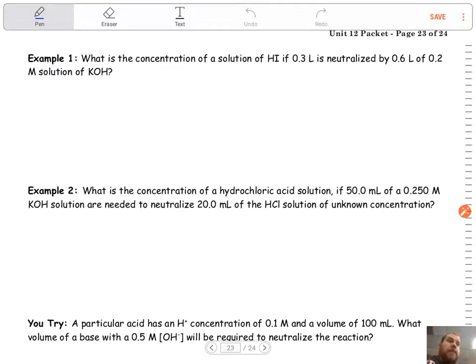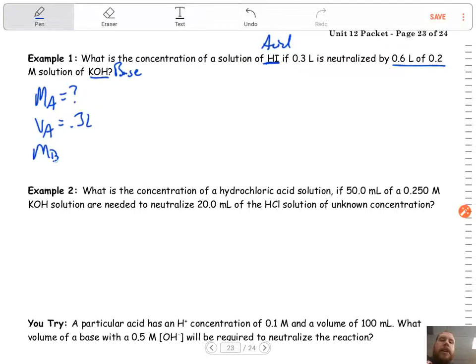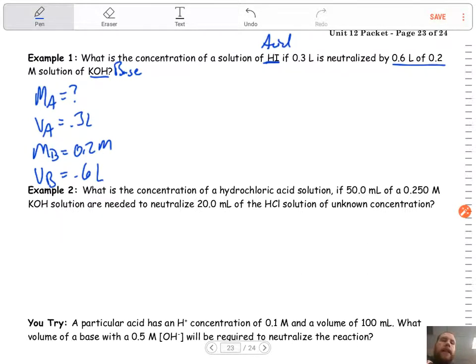So what's the concentration of a solution of HI? So you've got to ask yourself, is this an acid or a base, if it's neutralized by 0.6 liters of 0.2 molar KOH. So we're looking for the concentration of this. Is this an acid or a base? That's going to be our acid. So molarity of A is what we're looking for. We had a volume of A, which is 0.3 liters, neutralized by this, and this is our base. KOH is our base. So molarity of B equals 0.2 molar. Volume of B is 0.6 liters. Biggest thing, guys, you've got to make sure the volumes are in the same unit. That's the big thing to remember here.